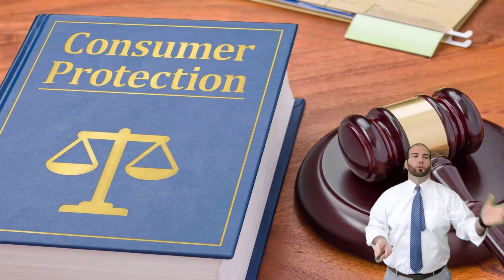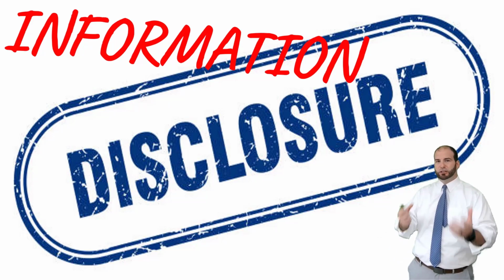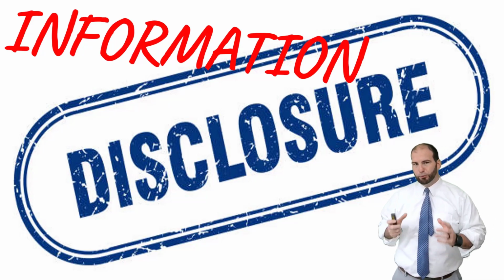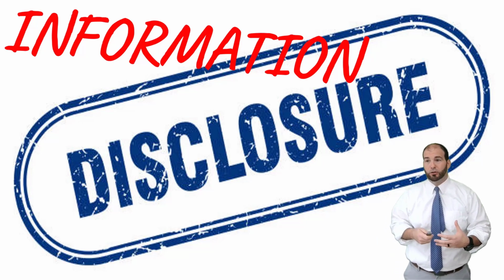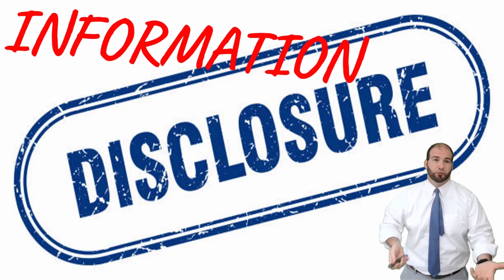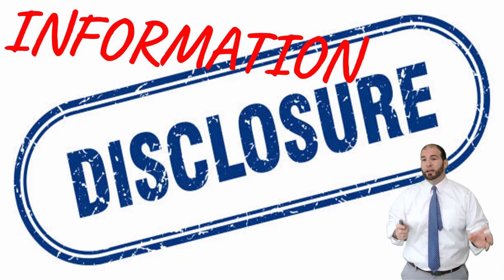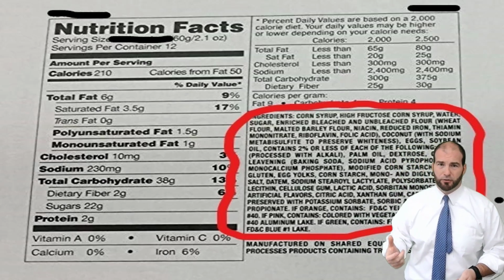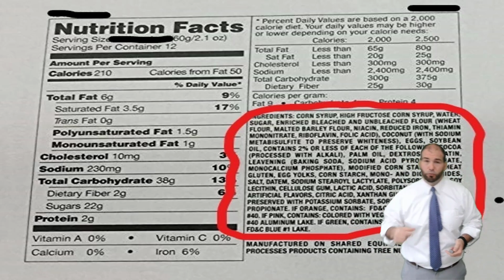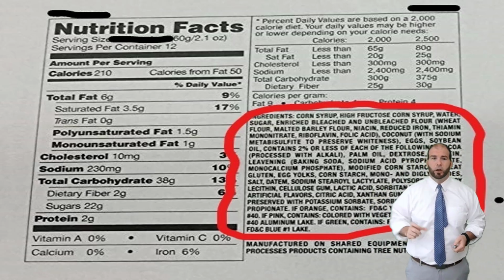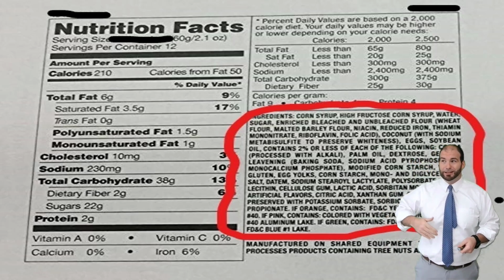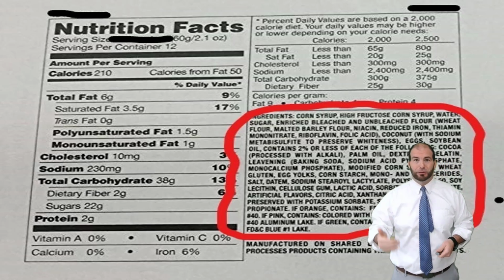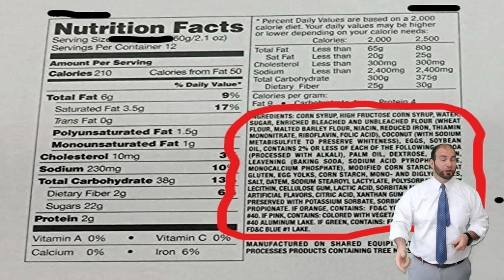So the first one we want to talk about today is information disclosure. These are rules put on companies that require them to disclose information, and it comes in a variety of different ways. If you ever look at the nutrition labels on the back of any type of food, and we're going to talk about this more later, you're going to see there's a list of ingredients. They do this so that they can't be adding things in that could be unhealthy, or if you're allergic to something, you know exactly what's in all the food.